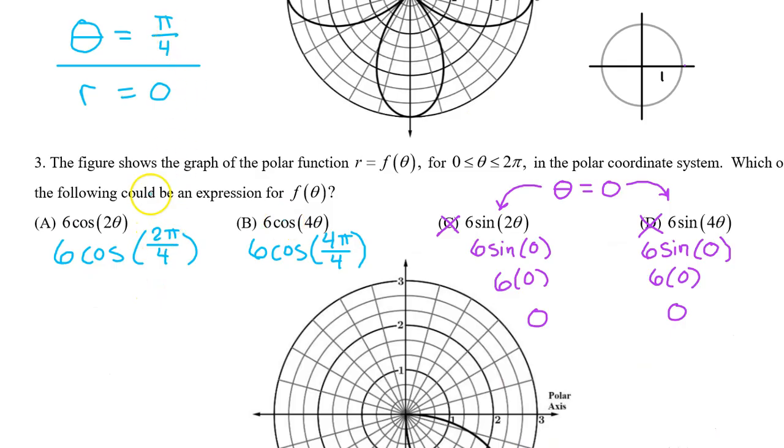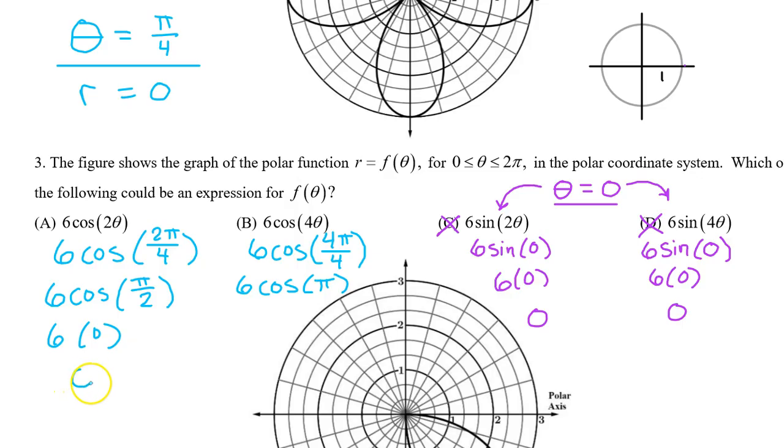Plugging in pi over 4 for theta gives us 6 cosine 2 pi over 4 and 6 cosine 4 pi over 4. These simplify to 6 cosine pi over 2 and 6 cosine pi. Pi over 2 is right here, and cosine is the x value on the unit circle, so the cosine of pi over 2 is 0. That gives us 6 times 0, which is 0. That is the value that we were looking for.